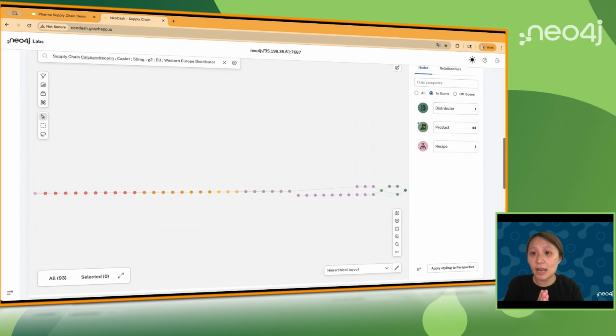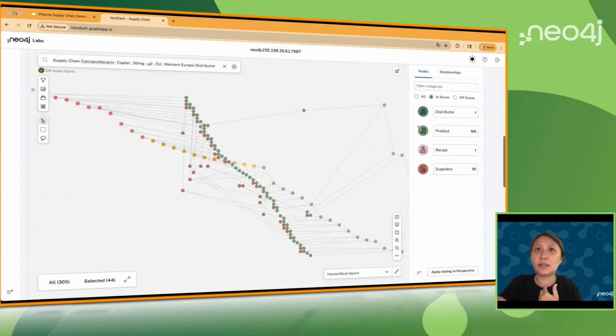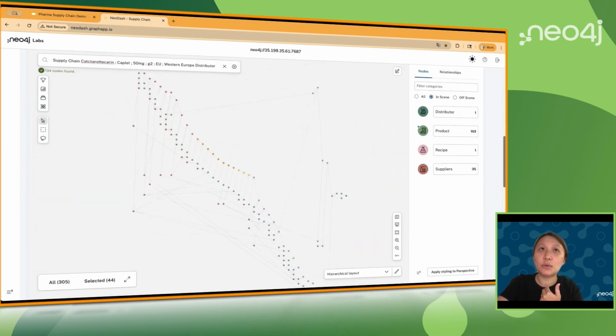To get those insights, I need to be able to access the raw materials and suppliers data as well. And Neo4j makes it super easy. I can just click on the product and then use a scene action to bring in the raw materials and suppliers. And here, I have brought in all the raw materials, those are the green nodes required in this chain, and also the corresponding suppliers, which are the dark red nodes. For example, this supplier, Super Pharma Solution, offers raw materials for the API synthesis at this particular step.